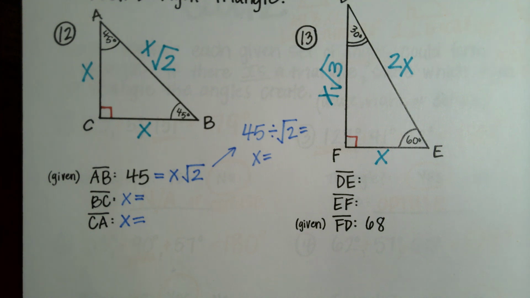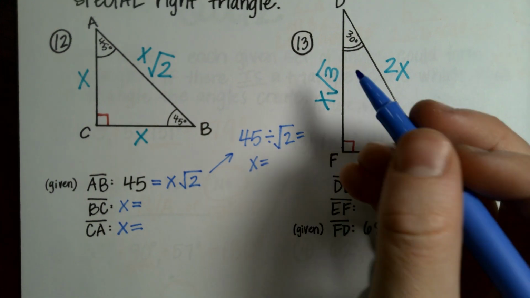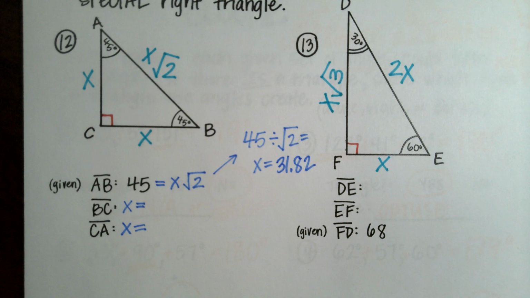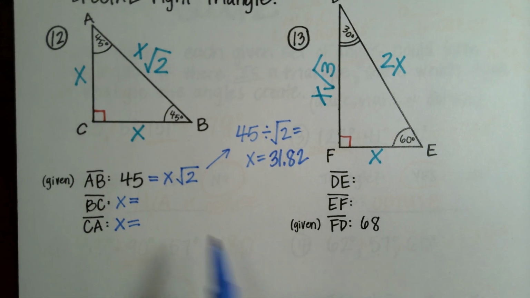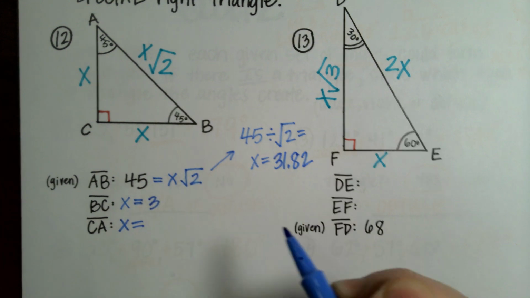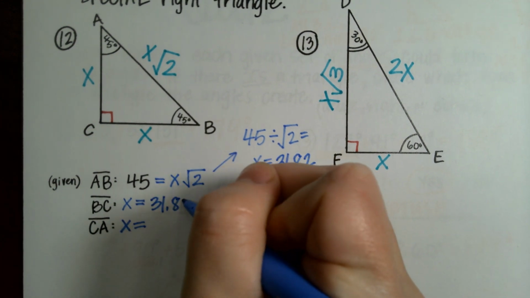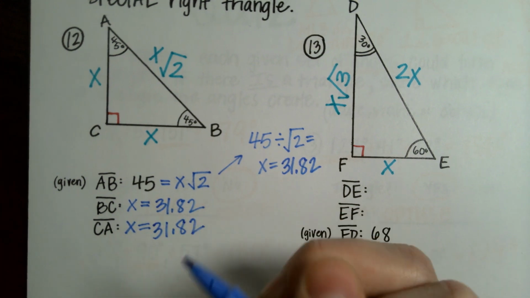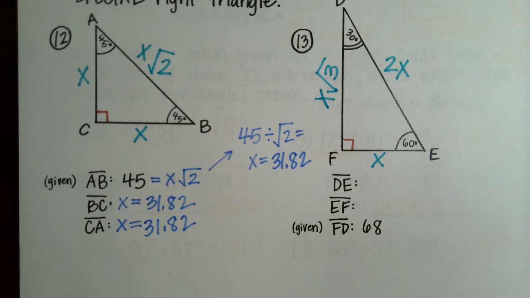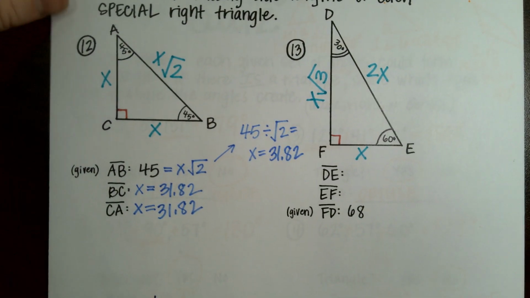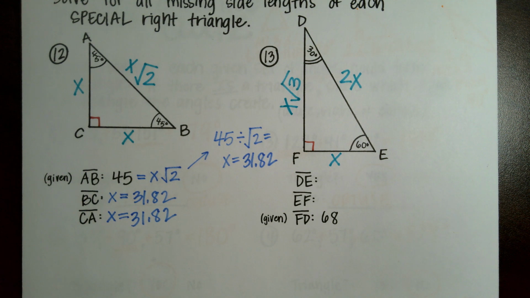What do you get? X equals 31.82. Yes, 31.82. Beautiful. So now we have BC and CA. They're the same. Beautiful. All right. Y'all both get that? Yep. Good. Okay, you want to try 13 on your own?